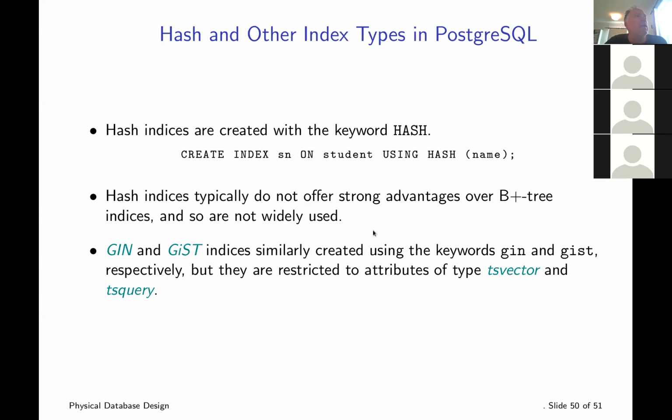Okay, so don't worry about hash indexes. You'll never use these. You'll never actually create hash indexes on something. You would just rather do a B+ tree index. Gin and Gist we'll cover later. They're over a special type called the text string vector or text string query.